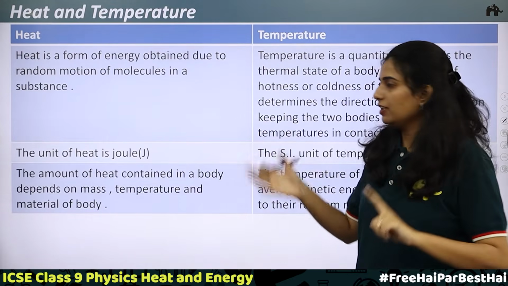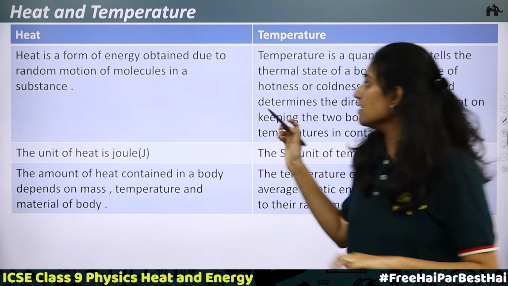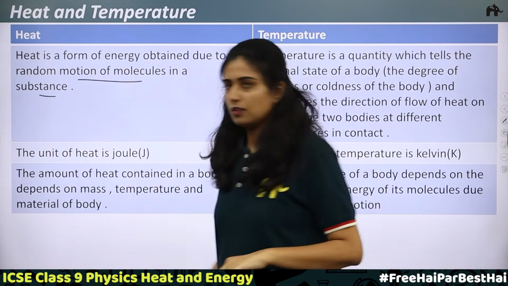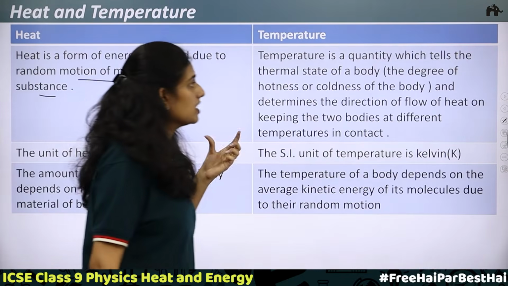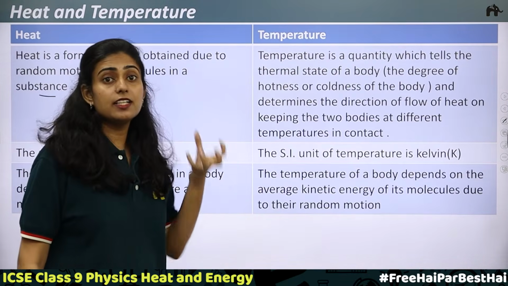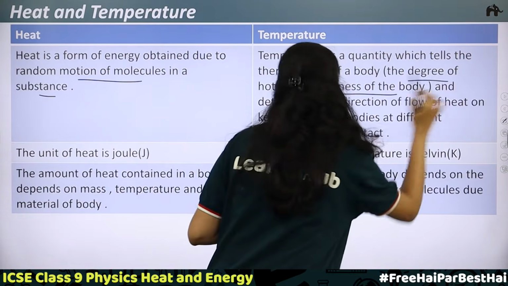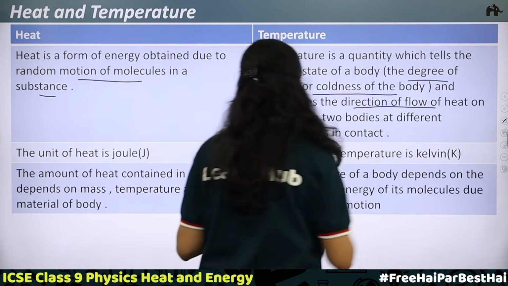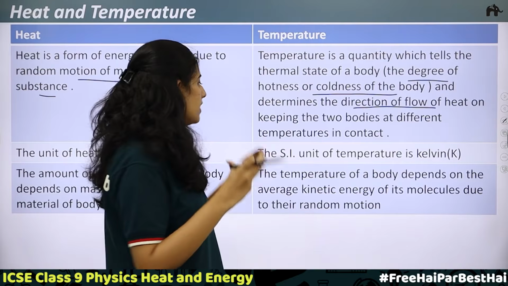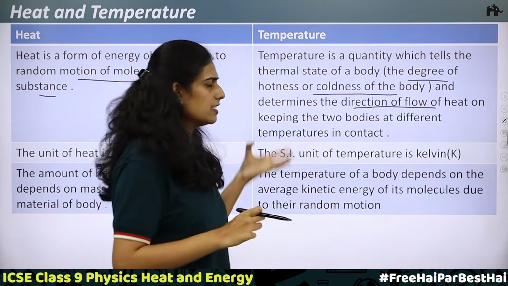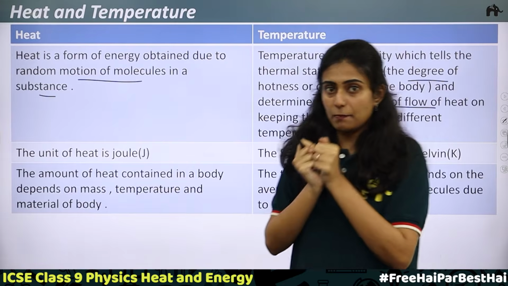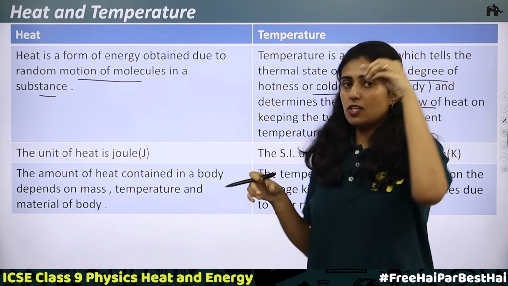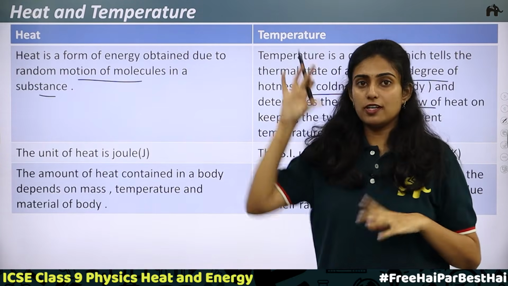Let us differentiate between heat and temperature. The first point will be the definition of heat and temperature. What is heat? Heat is a form of energy obtained due to the random motion of molecules in a substance. What about temperature? Temperature is a quantity which tells the thermal state, that is the degree of hotness or coldness of the body. It is used to determine the direction of flow of heat on keeping two bodies at different temperatures in contact. Heat energy starts flowing from the hot body to the cold body, which means the temperature of the hot body decreases and the temperature of the cold body starts increasing.